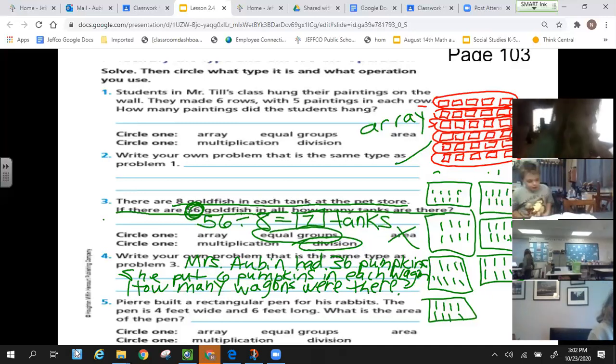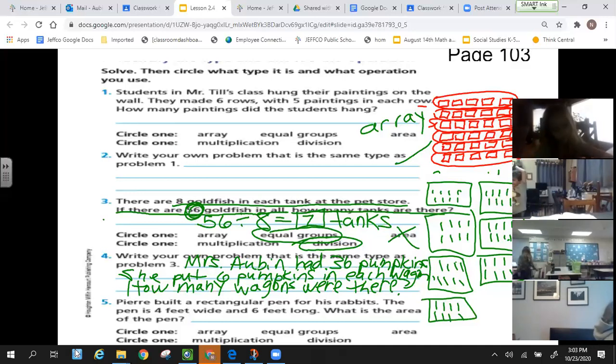Haley had 15 butterflies. You muted by accident, Haley. Haley had 15 butterflies. She shared them with 5 friends. Stop there. She shared them with 5 friends equally. How many butterflies did each friend get? I think that would make the most sense. What do you guys think? Nice job, Haley. You definitely had a division problem.